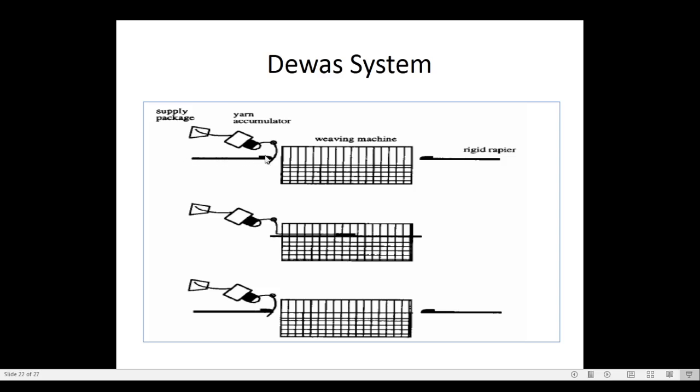Again the rapier will grip the weft and bring it to the center of the machine. The empty right hand rapier comes to the center of the machine. Exchange of weft will be there, and the weft is carried. So this system is called the Dewas system, and the weft transfer takes place at the center of the machine. It is also called a tip to tip transfer machine. Mainly all the 100% machines in the world are Dewas system. So tip to tip transfer system is there.